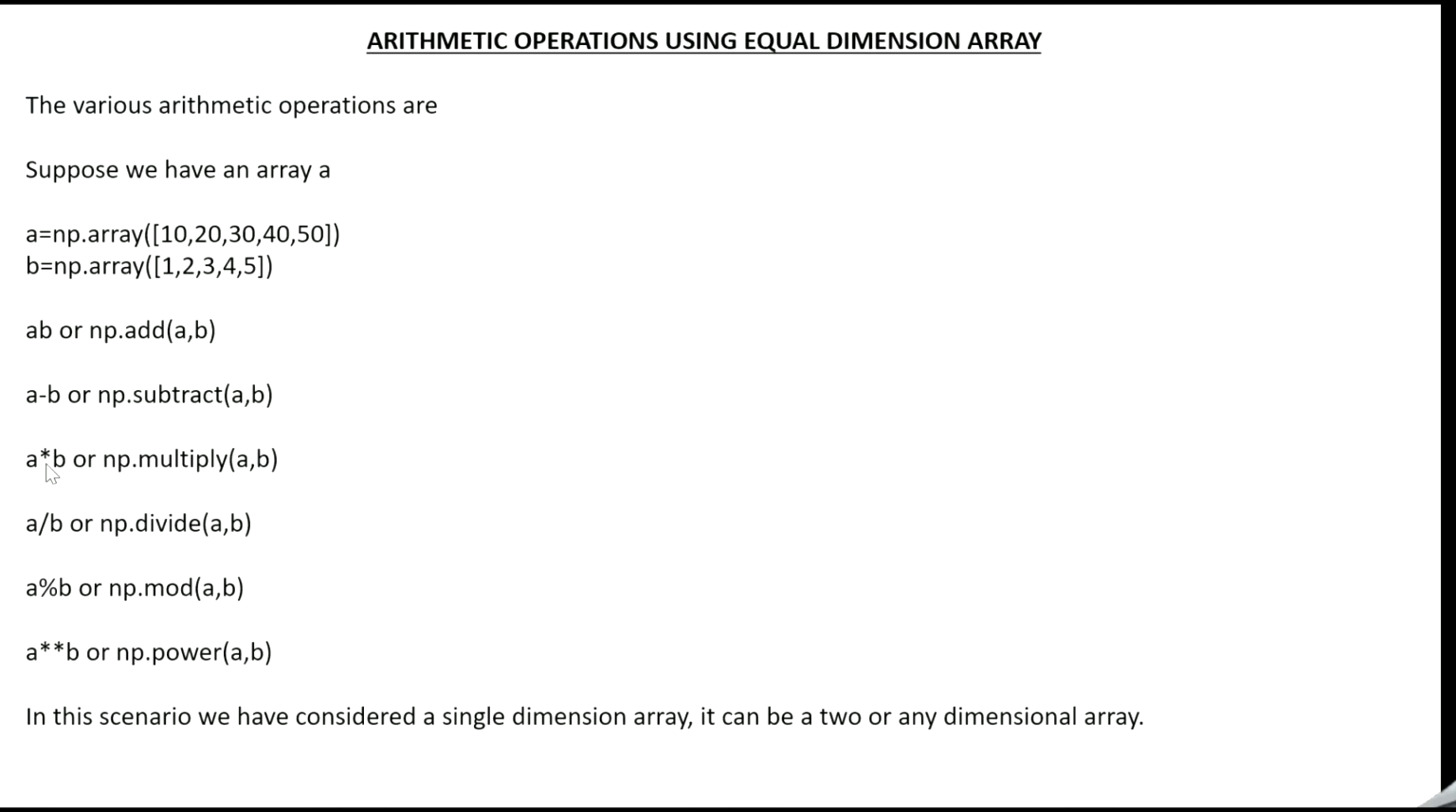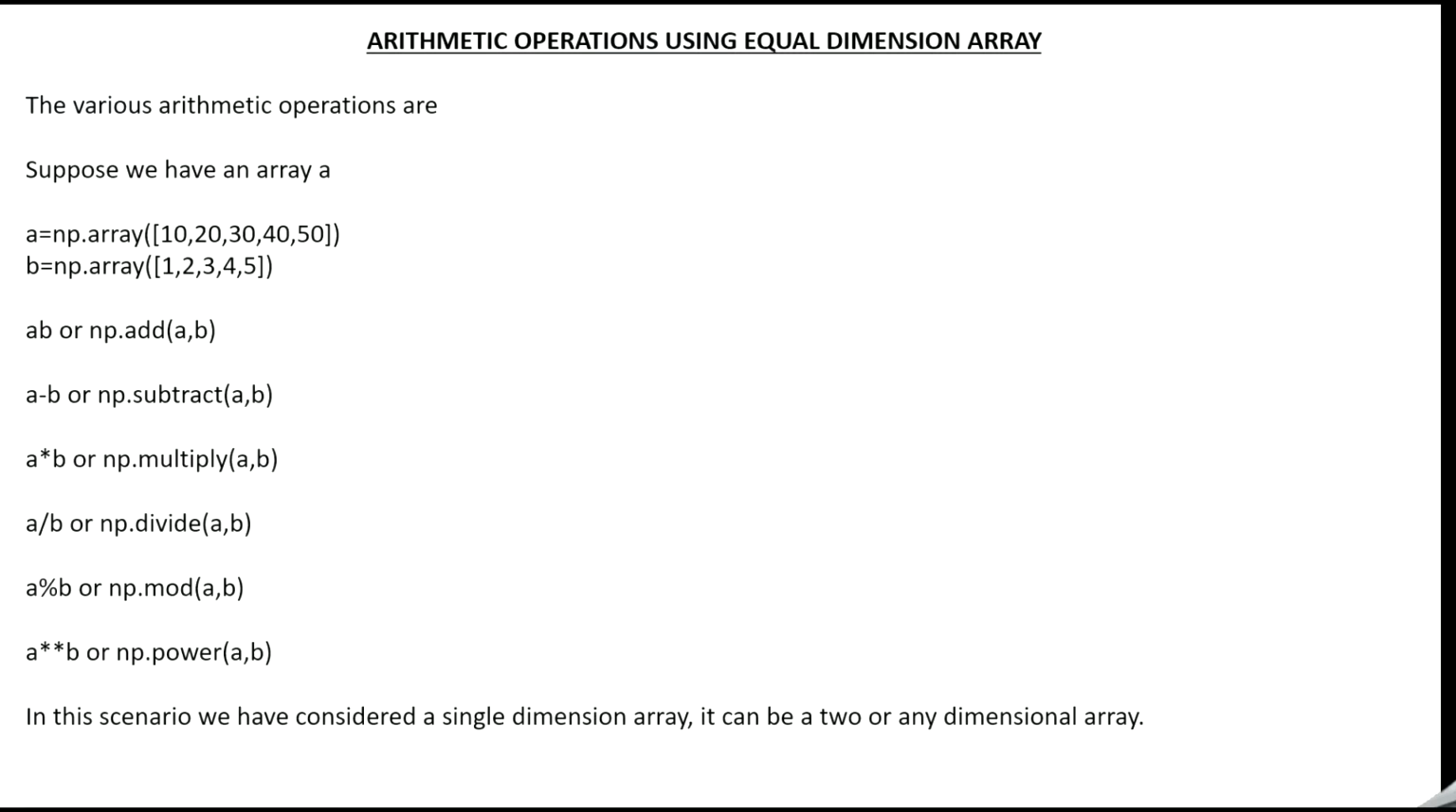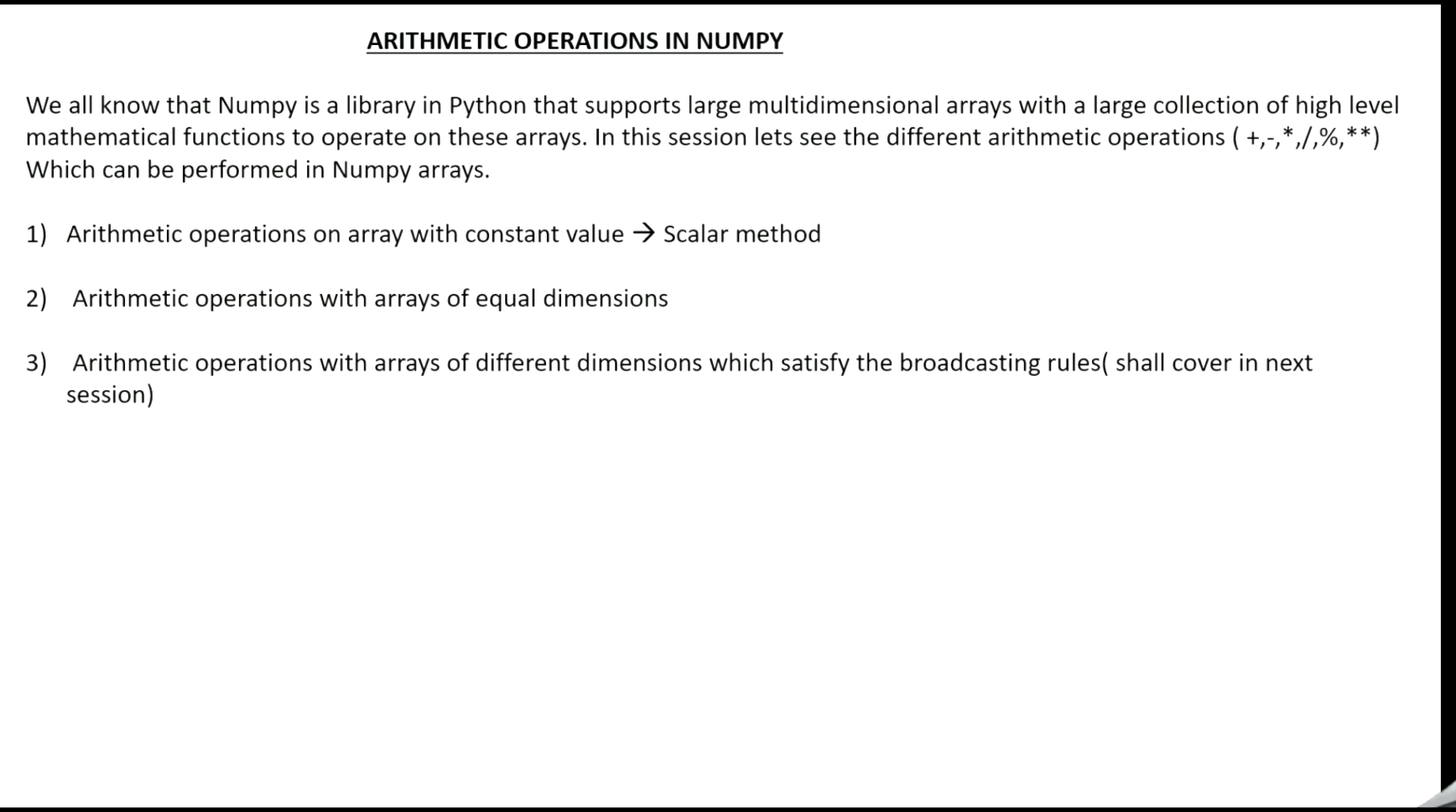So similarly, we can perform into operation, that is B into C, or np dot multiply B comma C, divide or divide B comma C, modulo or mod B comma C, power or power B comma C. In this case, I have considered a single dimension array. We can do the same on two dimensional or 3, 4, any dimensional array. We can perform the arithmetic operations.